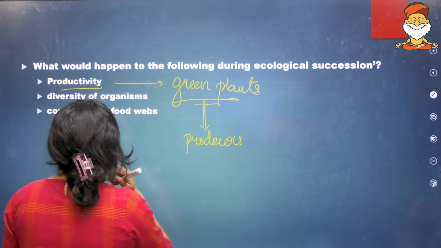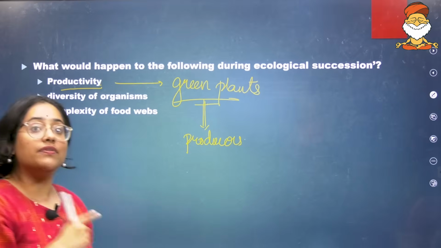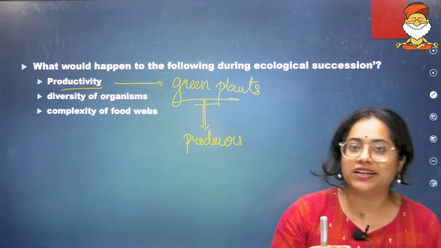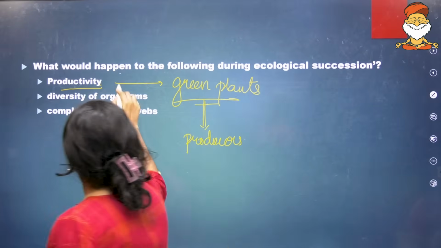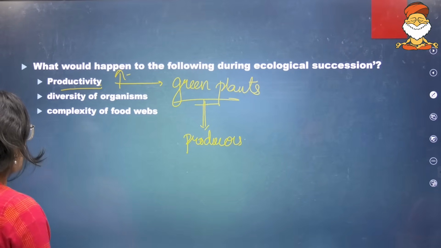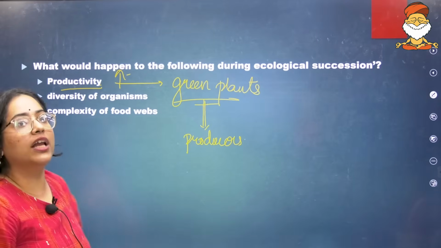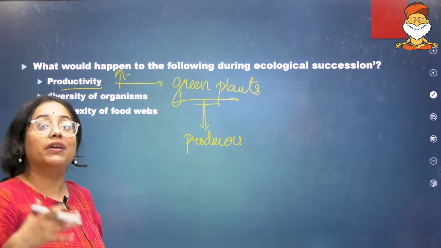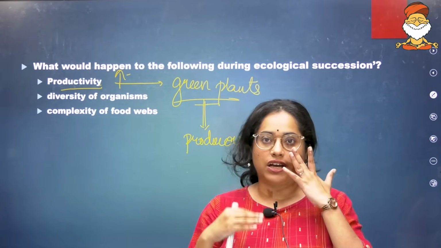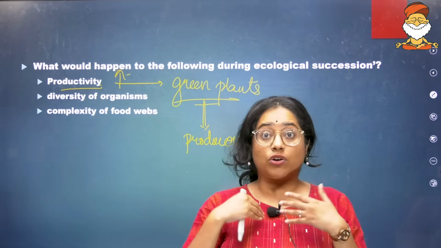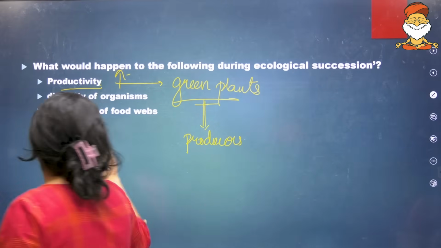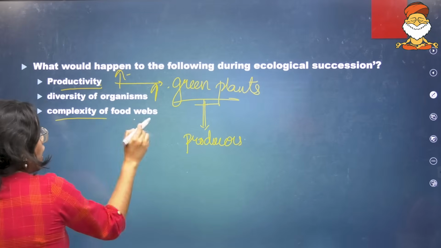Okay, so now can you tell me what would happen to productivity when ecological succession happens? In the case of productivity, it will increase because you will have much more diverse organisms coming in. Diversity of organisms, again, obviously, what is happening initially, it was just lichens and bare rock and everything, but as we go further, as we have a much higher quantity of plants coming in, along with it more animals also come in, so diversity increases.